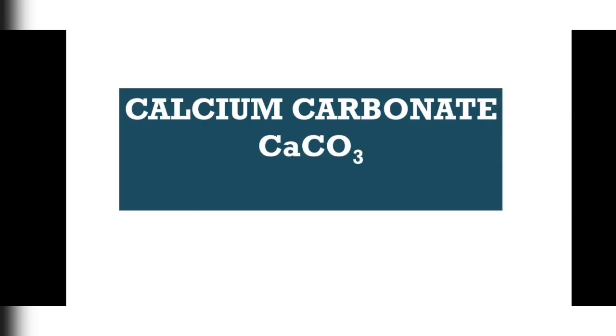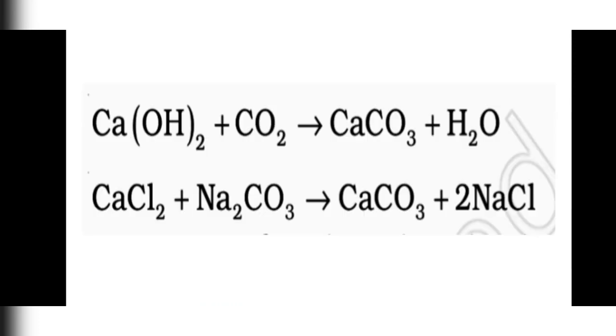Okay, now the next compound is calcium carbonate, that is CaCO3. Calcium carbonate occurs in nature in several forms like limestone, chalk, marble, etc. It is prepared by passing carbon dioxide through slaked lime, or by the addition of sodium carbonate to calcium chloride. So there are two ways of preparation.